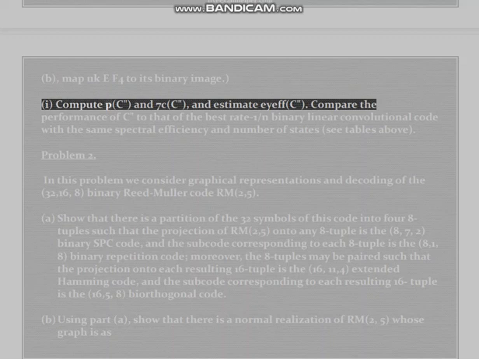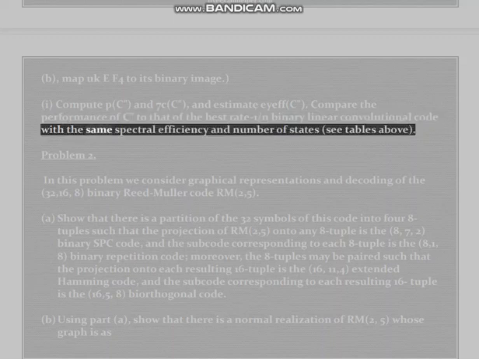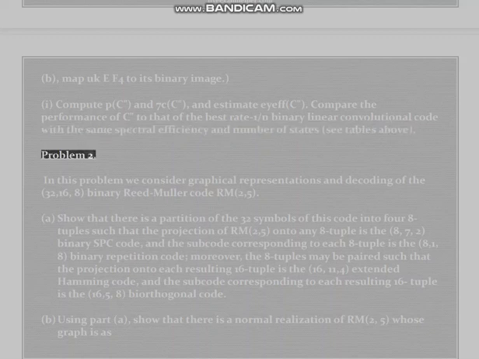I. Compute rho(C'') and gamma_c(C''), and estimate gamma_eff(C''). Compare the performance of C'' to that of the best rate 1/n binary linear convolutional code with the same spectral efficiency and number of states. See tables above.